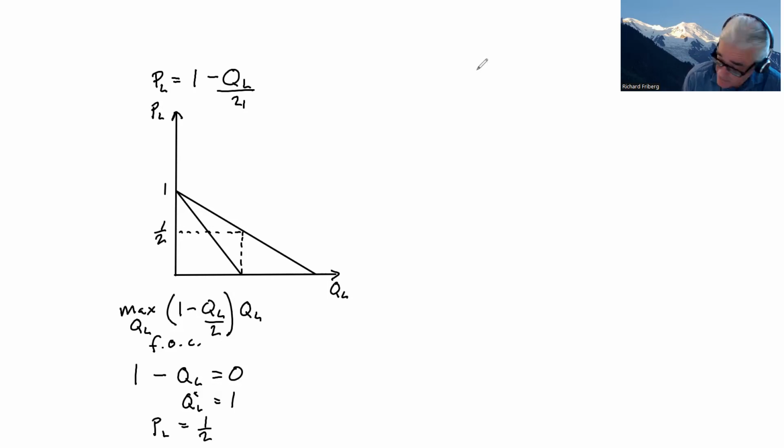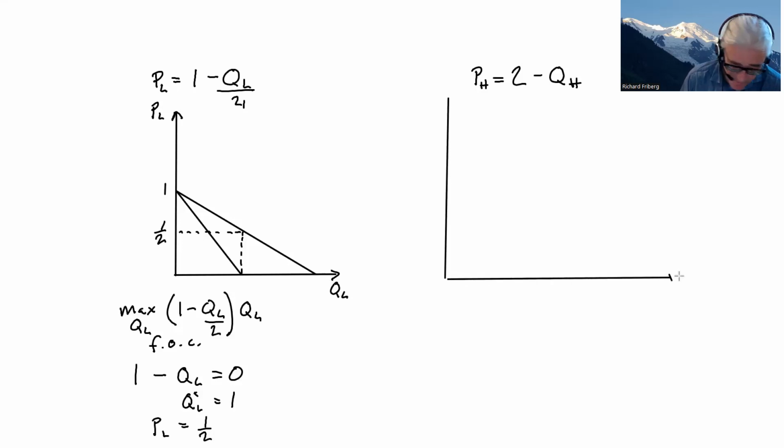Okay, let's then look at the other group. So PH equals 2 minus QH. And we can draw the situation for that group as well. So here we have PH, QH. So the demand curve for that group will have an intercept of 2, and then slope downwards with a slope of -1, like this.